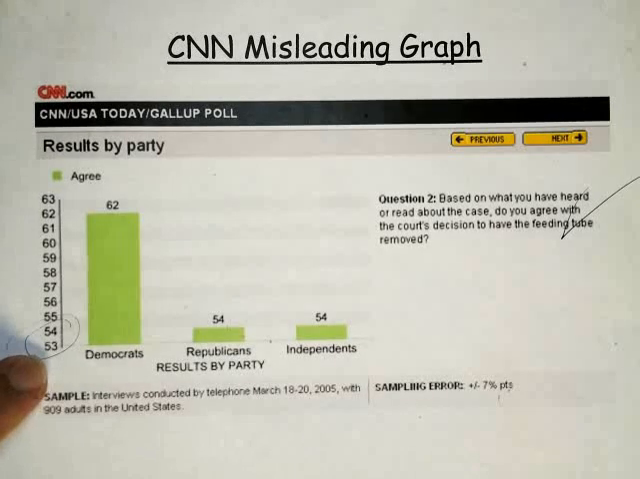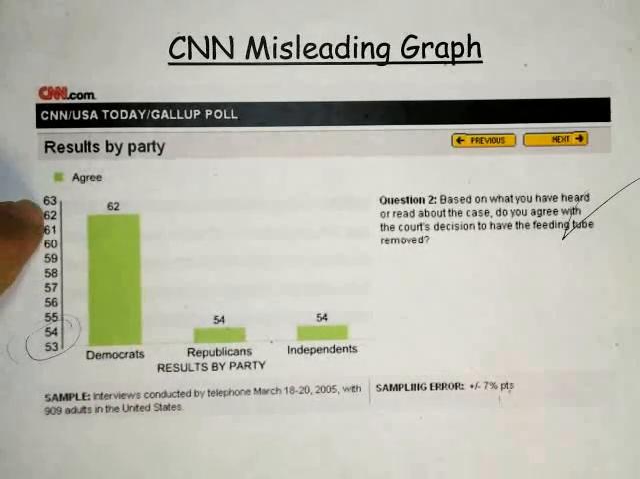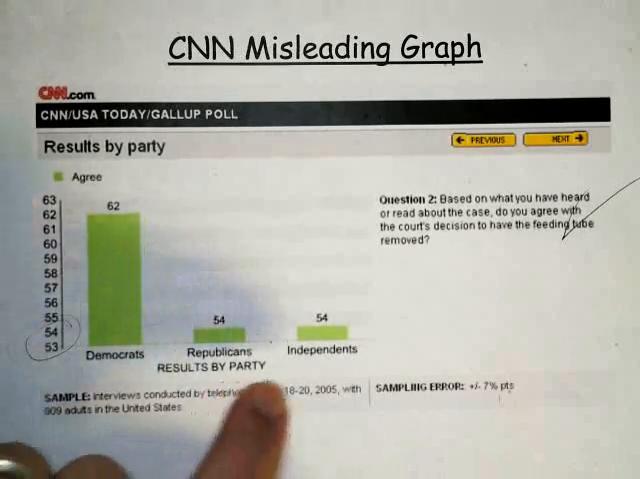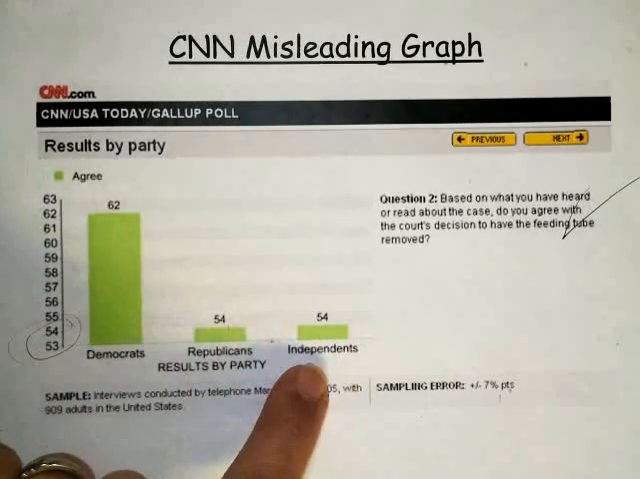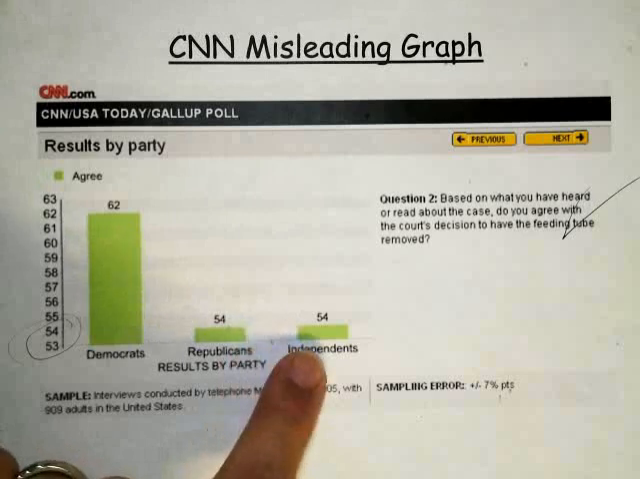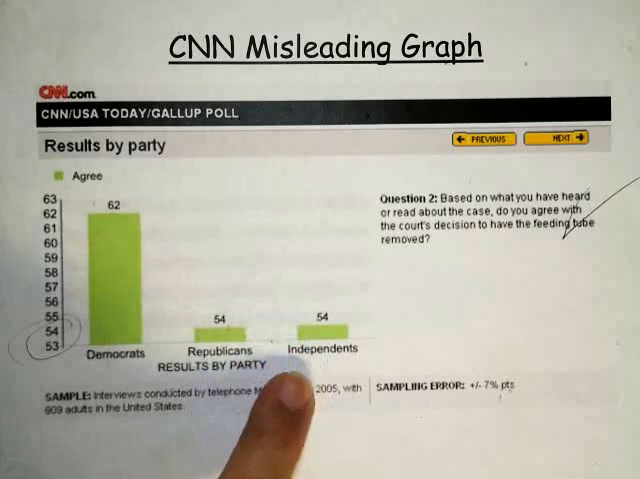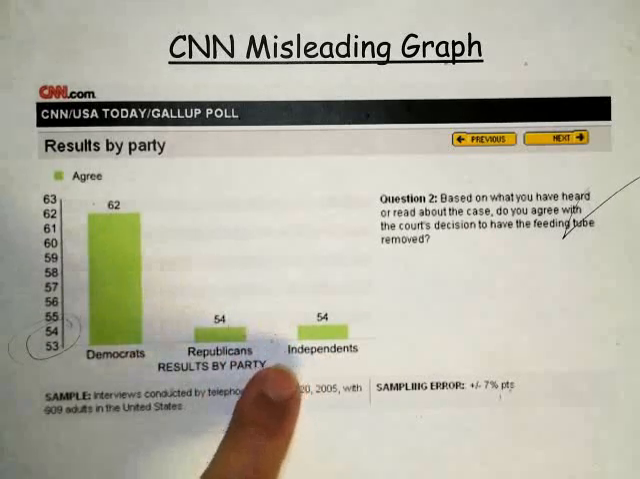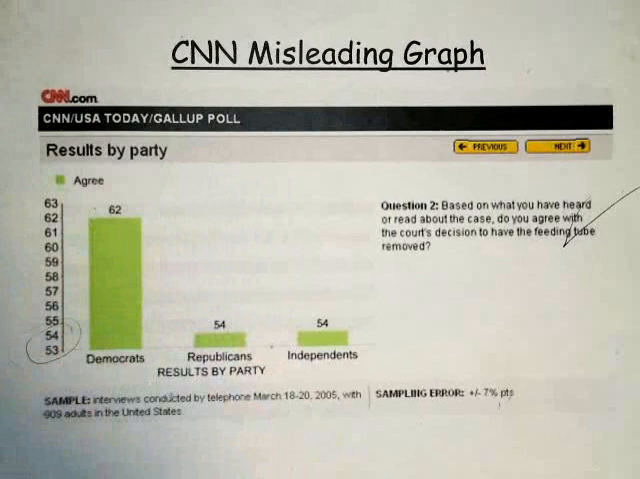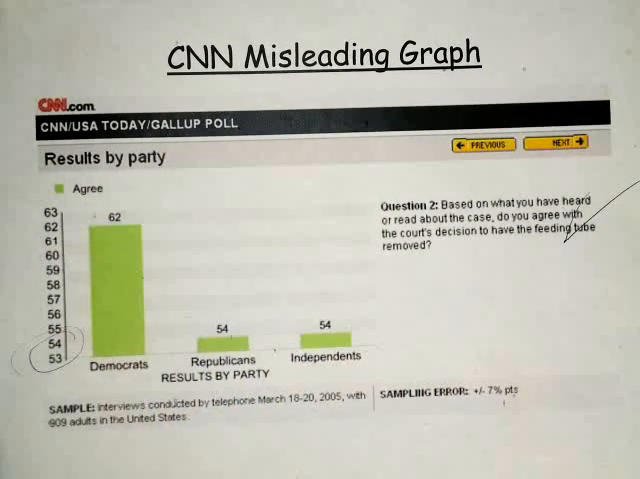This graph actually does not start at 0. This graph started at 53, and it went up to 63. Okay, so notice the Republicans and Independents both had a frequency of 54, and I think these are actually percentages. So 54 are the Republicans, 54 are the Independents, agreed with the decision. 64 or 62% of the Democrats agreed with the decision.